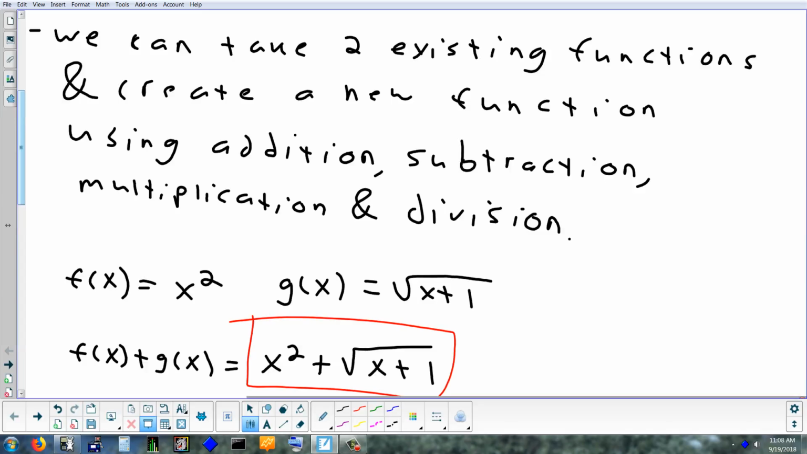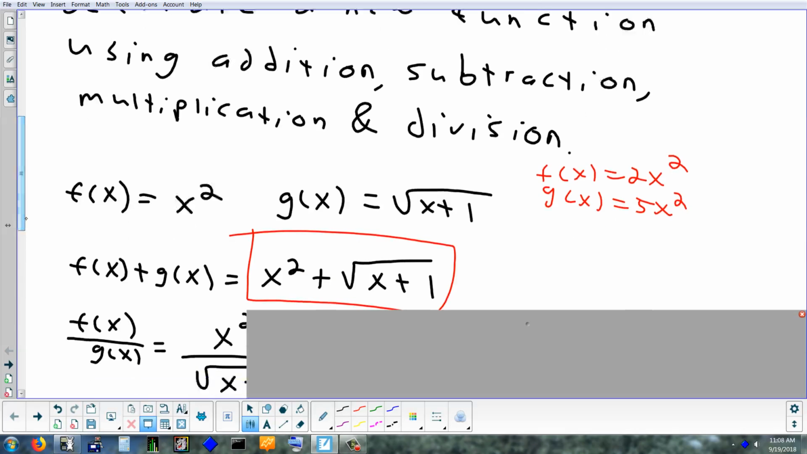Now, if you're wondering what would be an example where you could combine them? If f of x was 2x squared, and g of x was 5x squared, and I said to add them, you could write 7x squared. That's an example where you've got like terms, you can simplify. Here, you can't.